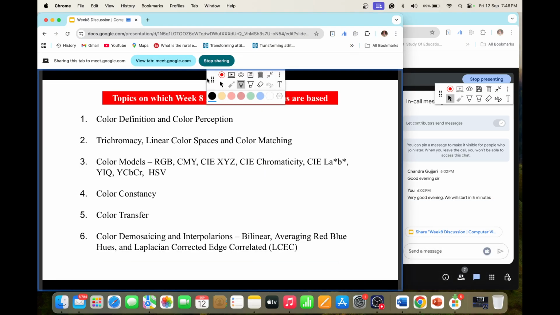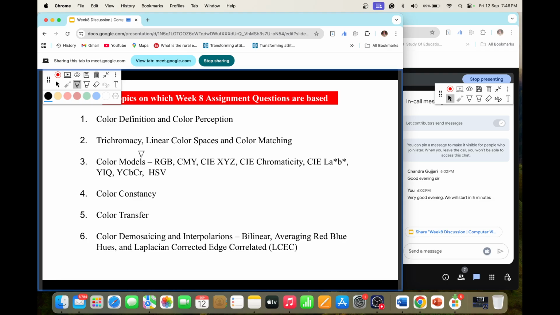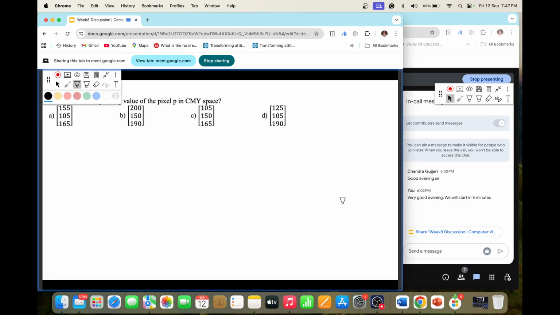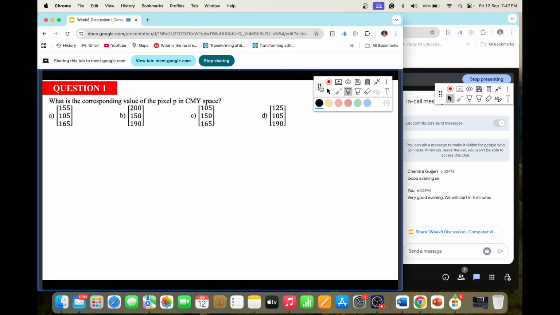So these are the topics on which the week 8 assignment questions are based, and this is the first question. This is regarding the first and second question. Consider the pixel P in RGB space. Based on the given data, solve questions 1 and 2. First question: what is the corresponding value of P in CMY space?